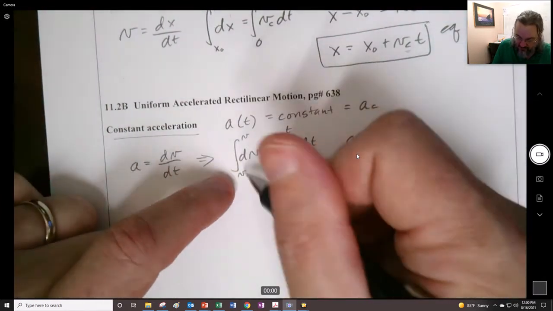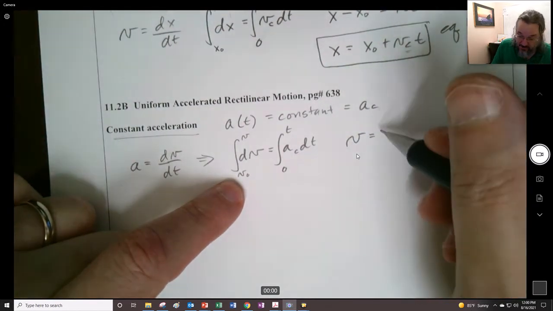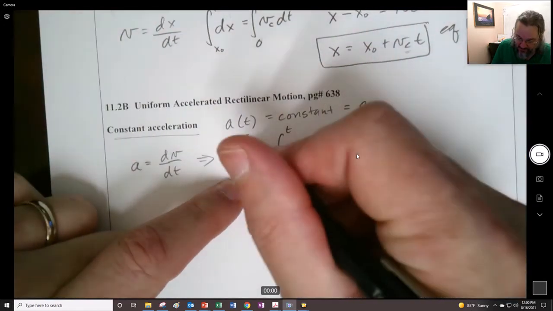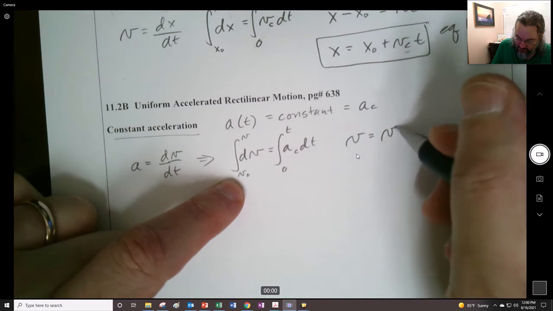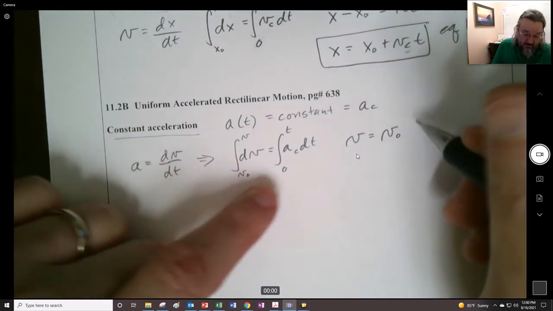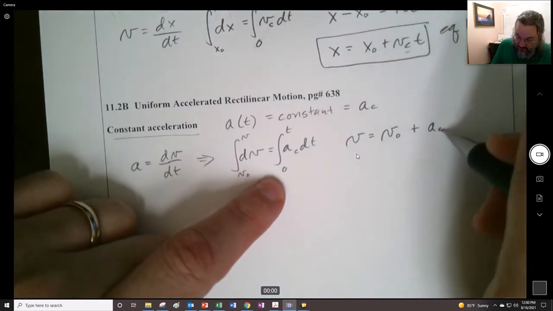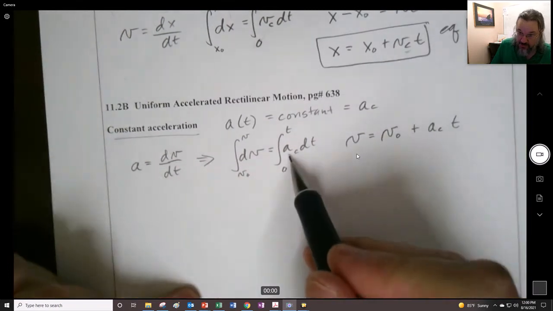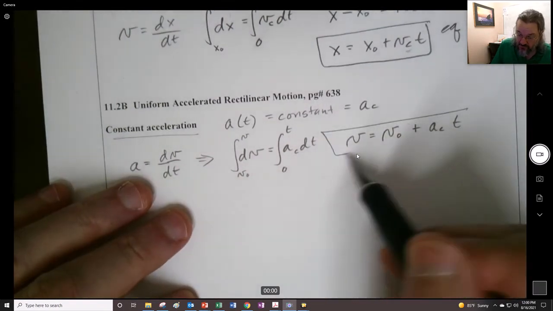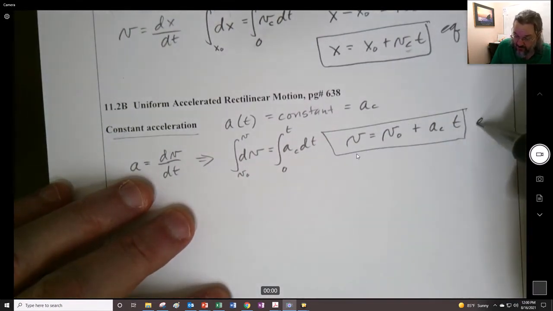The velocity is going to be equal to, because this one would be minus over here, it'll bring it over here, the original velocity plus the acceleration times time. You can see how that works out, right? So right here, that is equation 11.6.